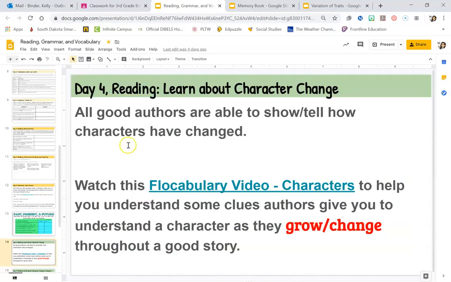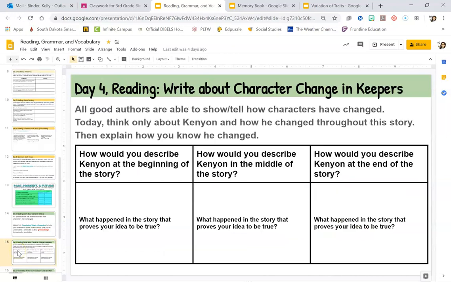So today, you're going to read about character change. So all good characters are able to show or tell how they have changed. Sorry, good authors. So click on the vocabulary video here and watch how the author tells you about characters and how they grow and change. Then you're going to want to fill out this chart here.